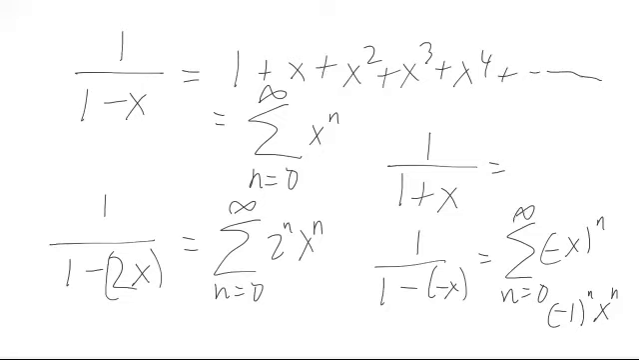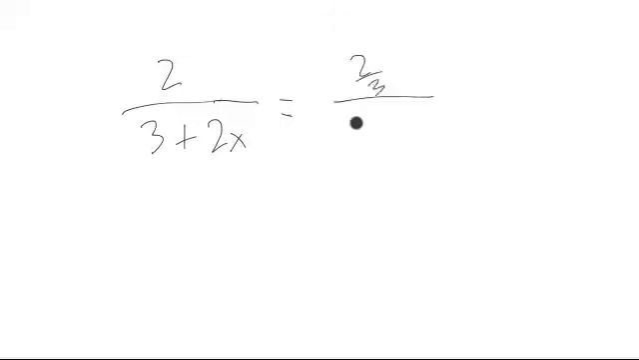Let's look at another example here of this. What if we had something like 2 over 3 plus 2x? Does this work? Can we rewrite this? We sure can. We just have to have a 1 here. So we divide top and bottom by 3. So 2x over 3. And then now we can rewrite this.